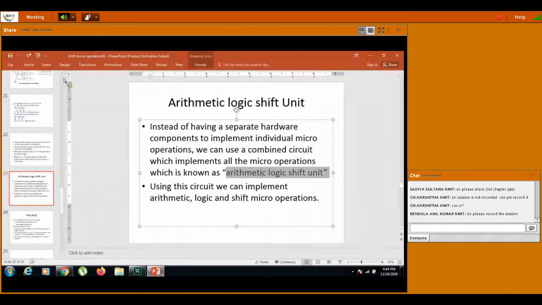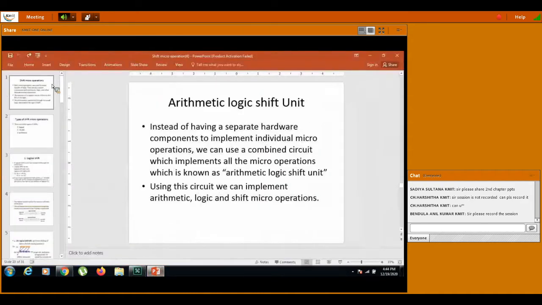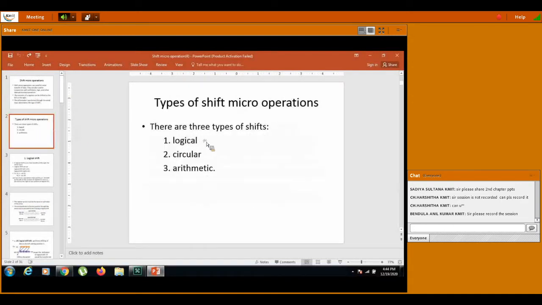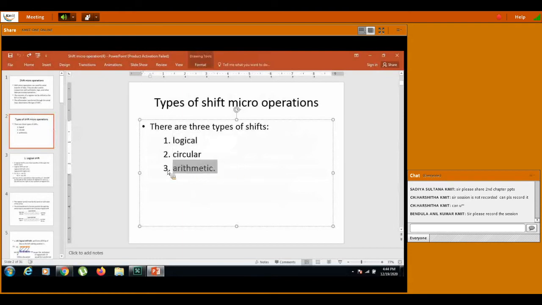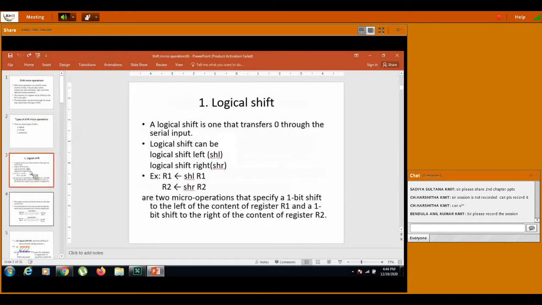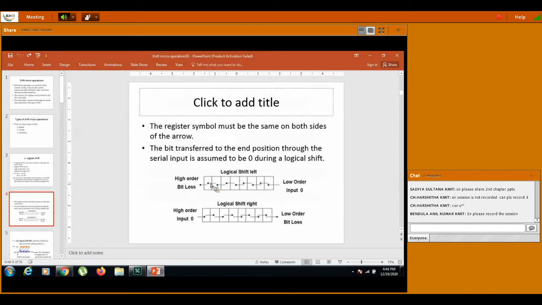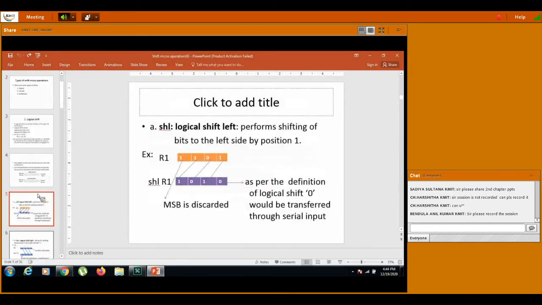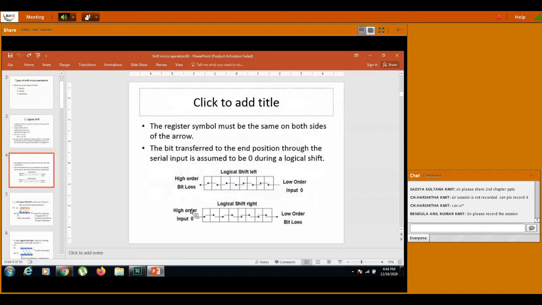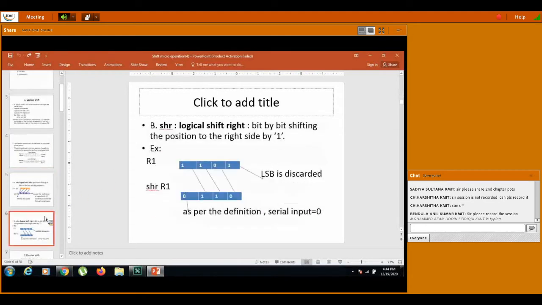Right? So till now we have discussed the logical shift operations. In the shift operations, mainly we have three types: logical micro operation, circular micro operation, and arithmetic operation. In the logical micro operation, we are shifting the particular bits in a logical way, either left or right. When shifting, one end bit is dropped, and the bits are shifted toward the other end, where the bit is lost. So you can see here.